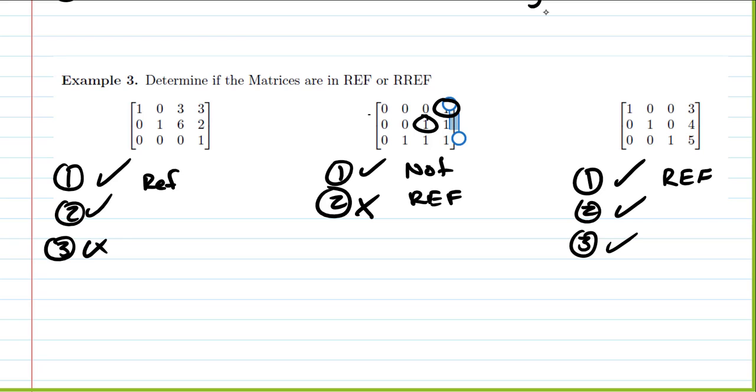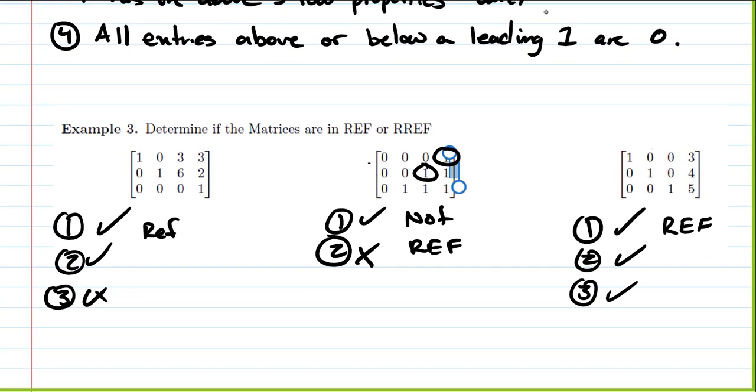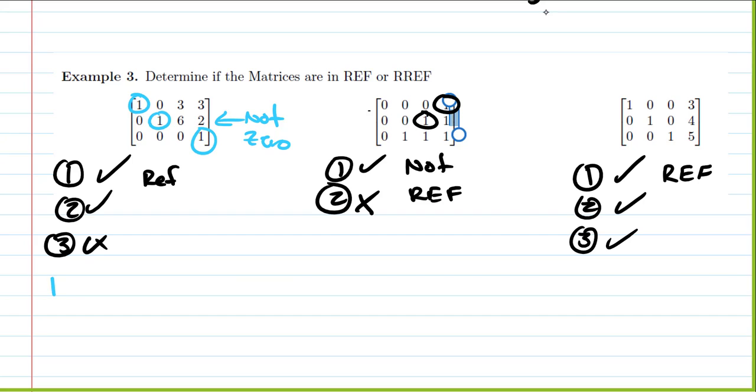So first thing, for a matrix to be in RREF, it first of all has to be in REF. So the one in the middle we don't even have to consider. Now we check our column property. We look at our leading one, everything above or below it is 0. Look at our leading one, everything above or below it is 0. We look at our last leading one, and this one's not 0. So this fails 4. So not RREF.